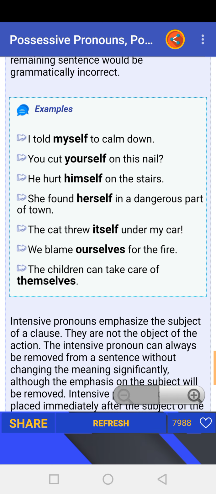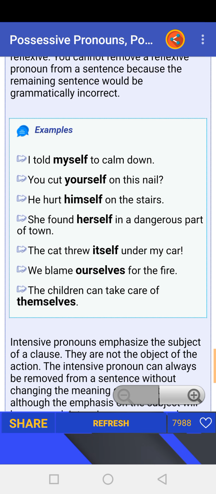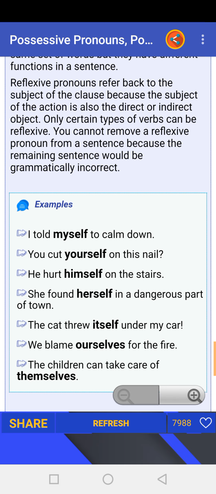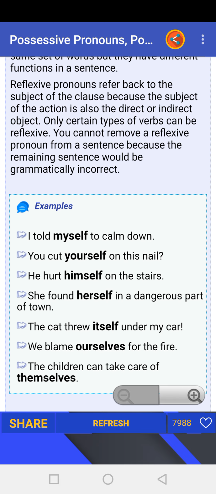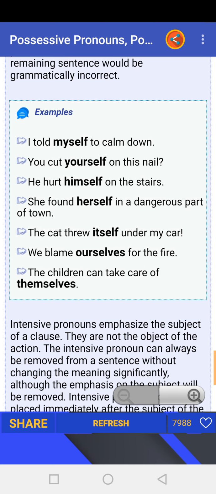So let's go with the reflexive pronouns. I told myself to calm down. So here we can't remove myself. I told myself to calm. So it is a reflexive pronoun. I told myself to calm down.